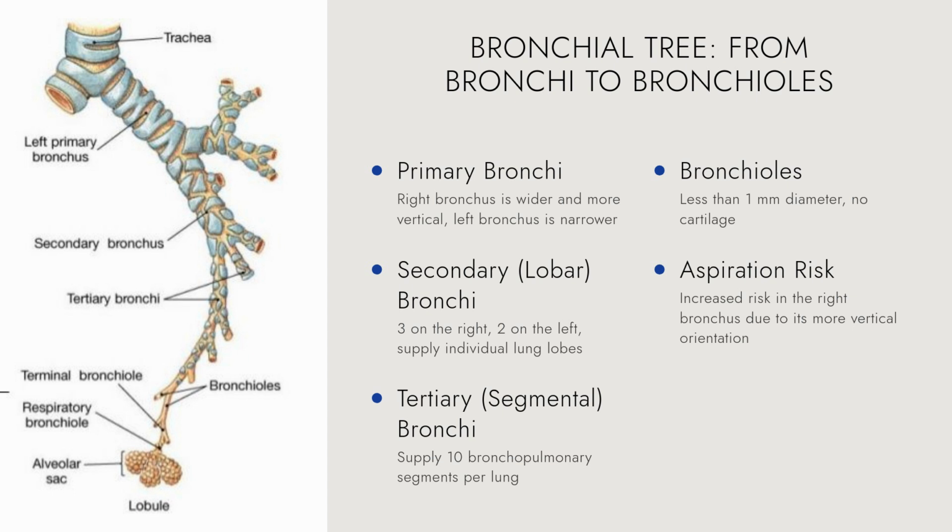Bronchioles lack cartilage, relying on smooth muscle, which can constrict in asthma. Bronchoscopy targets these airways to clear obstructions, and their anatomy guides chest imaging interpretation.